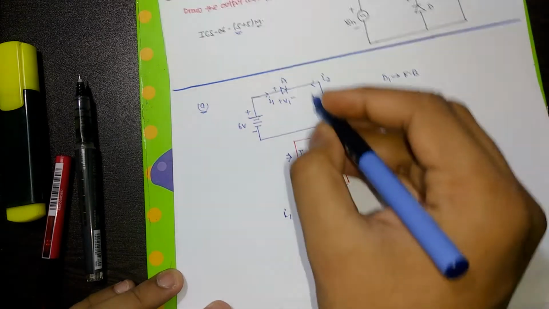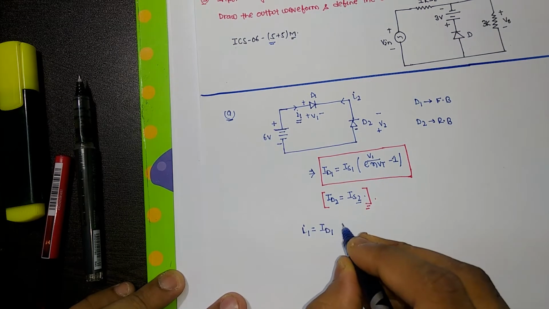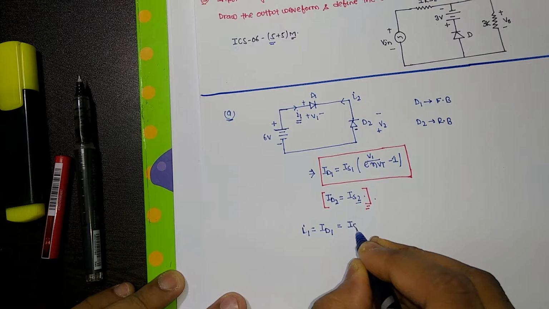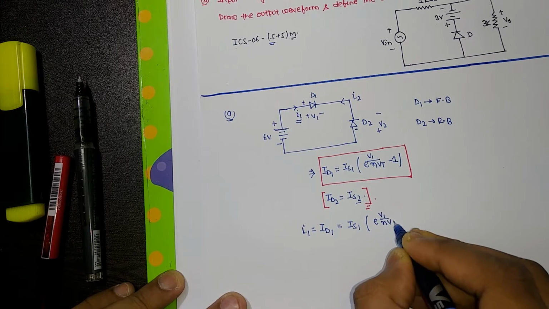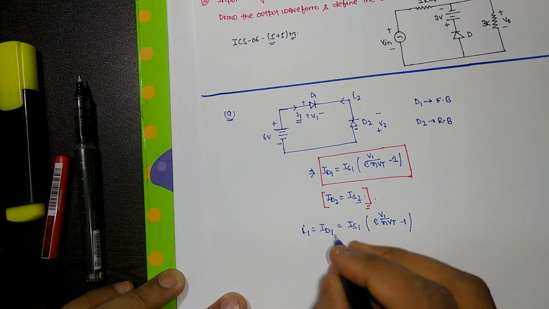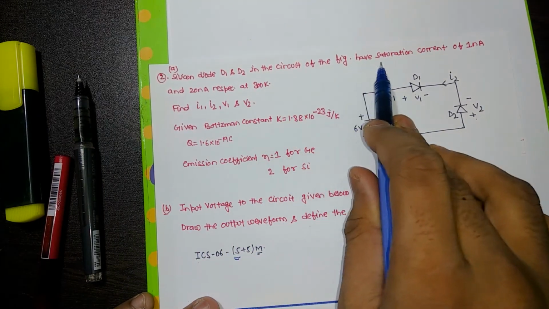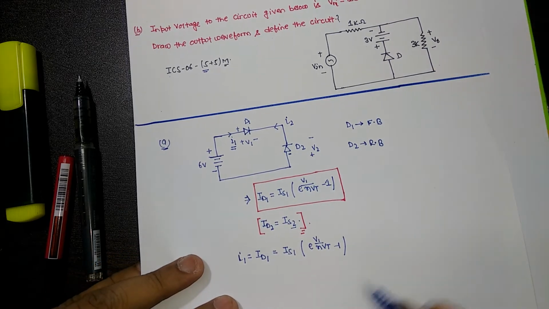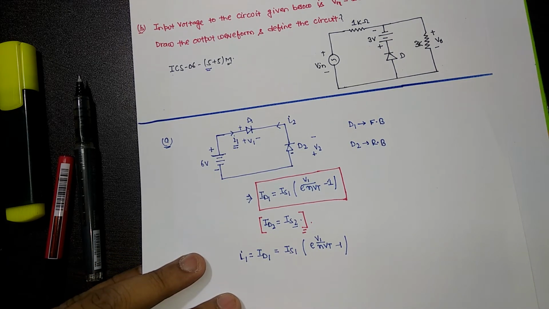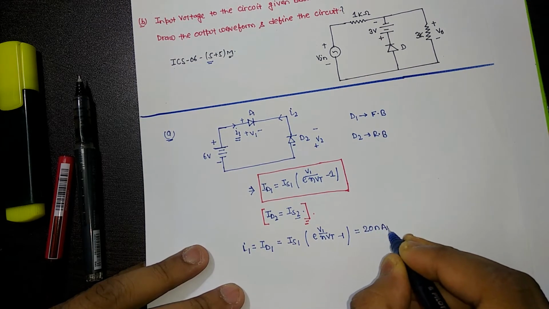I1, that is this current, is what? It is the current across D1, which is equal to IS1 (e to the power V1 by eta Vt minus 1), as given in the question. The silicon diodes D1 and D2 in the circuit of the figure have saturation currents of 1 nanoampere and 20 nanoampere at 300 K. So it will be 20 nanoampere.